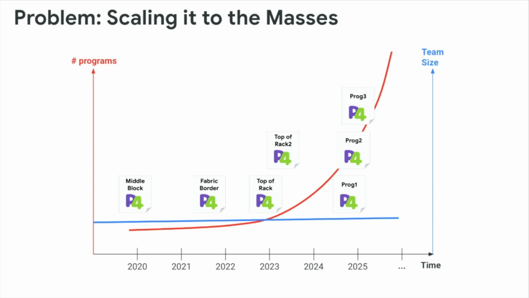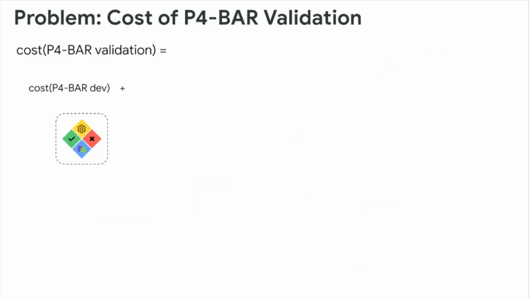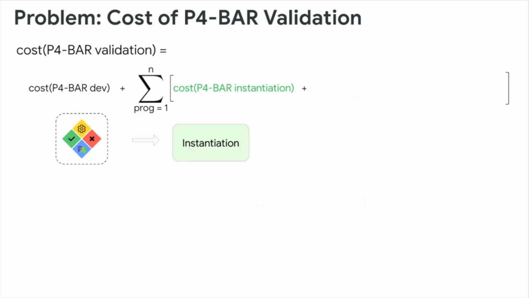So how do we deal with this? So let's take a closer look at why is this a problem and where do we spend our time? So if you look at the cost of this automated validation with P4-based automated reasoning, there's the first part, which is we need to develop the tools. And this is where we want to spend our energy, right? And they're general purpose tools, so they actually work for any P4 program. So that part is great. But there is some cost that you pay for every single P4 program. And that is less good, right? Because as we've seen, the number of programs is increasing.